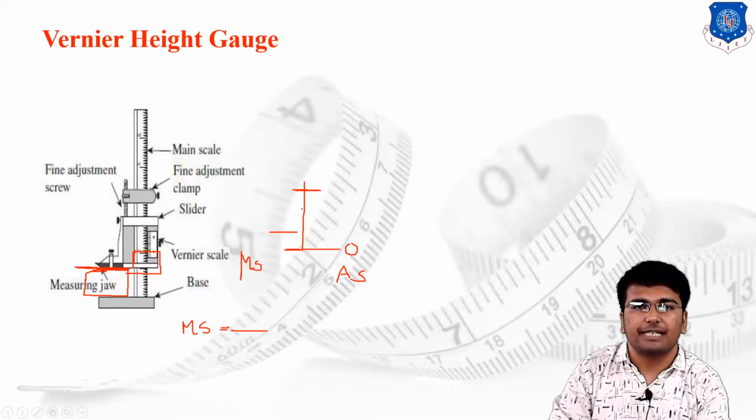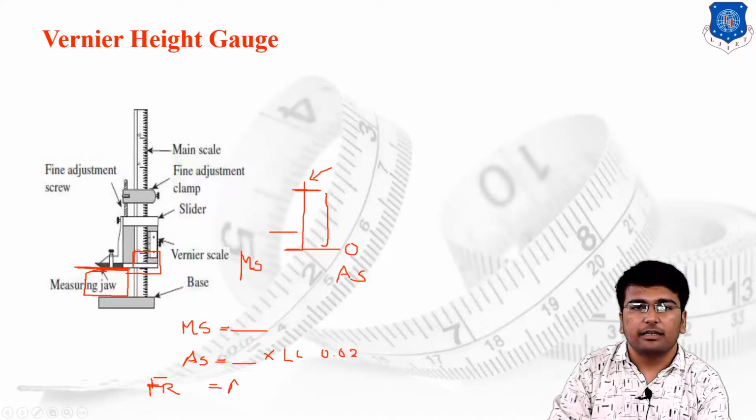Then find the particular division which is making a horizontal coincidence with the main scale as well as the auxiliary scale. Count the number of divisions, and make it the auxiliary scale reading: the particular number of divisions into least count. Here, what is the least count? Least count is 0.02 mm. Now what is the final reading? The final reading is simply the summation of auxiliary scale plus main scale. This is our final reading.